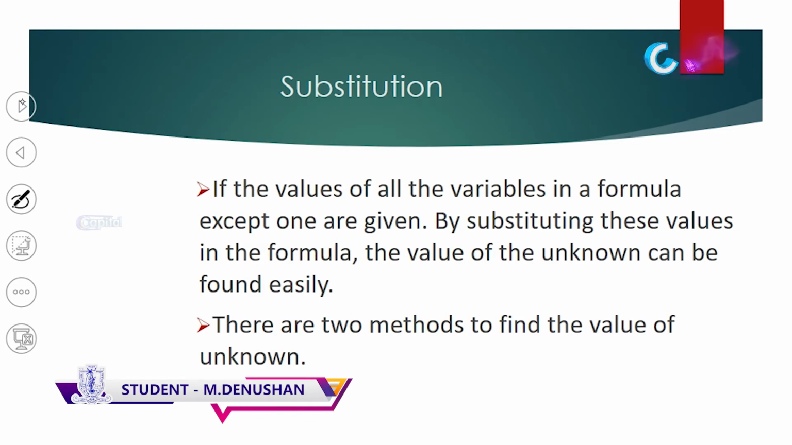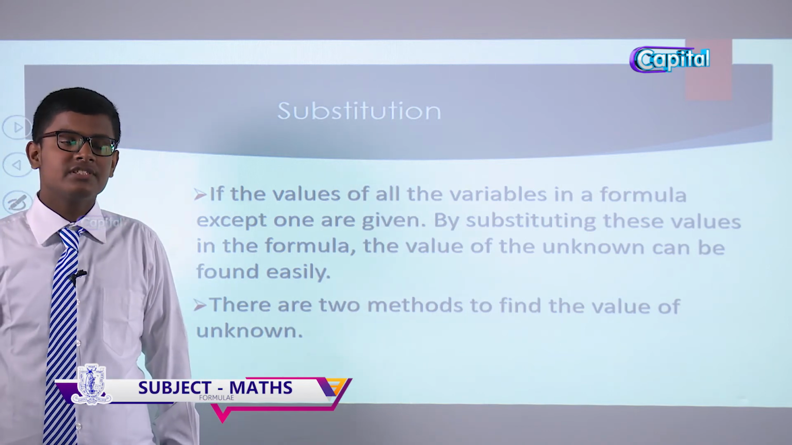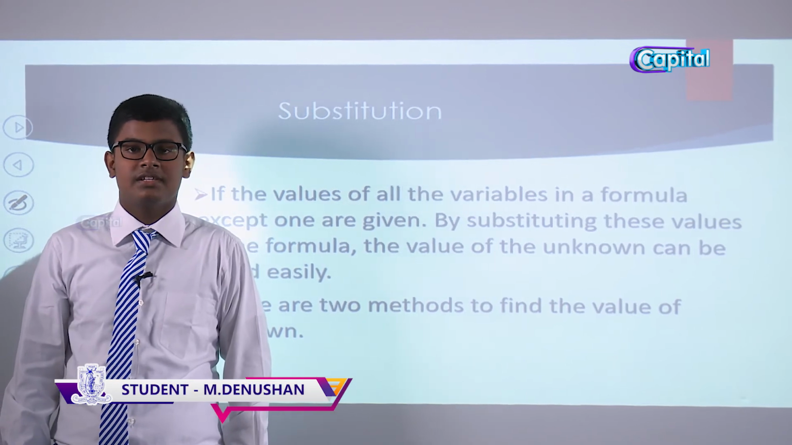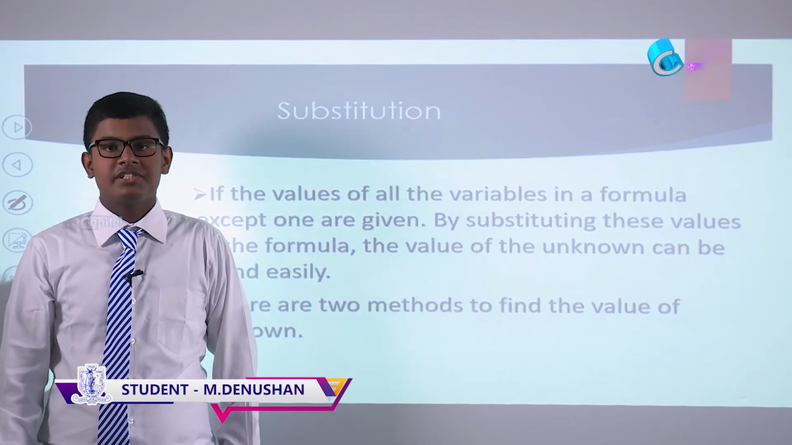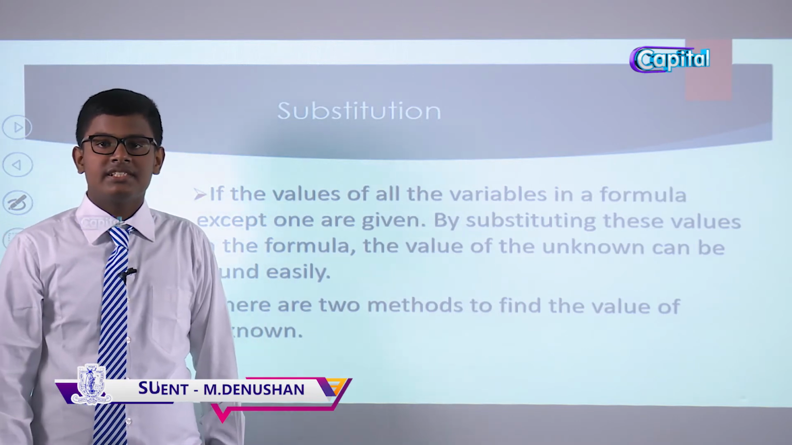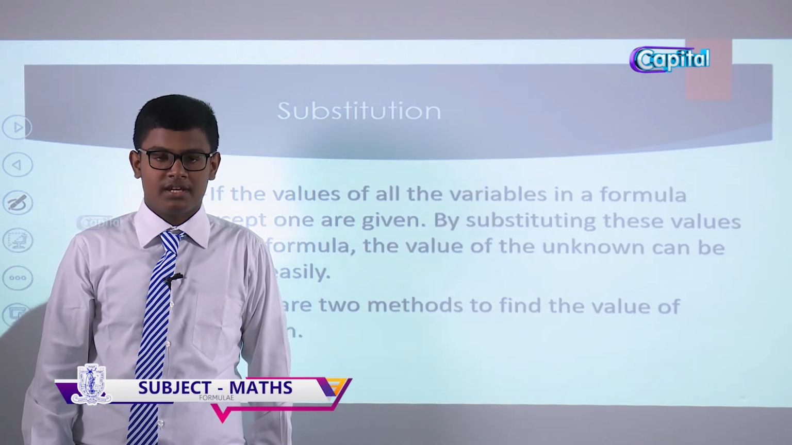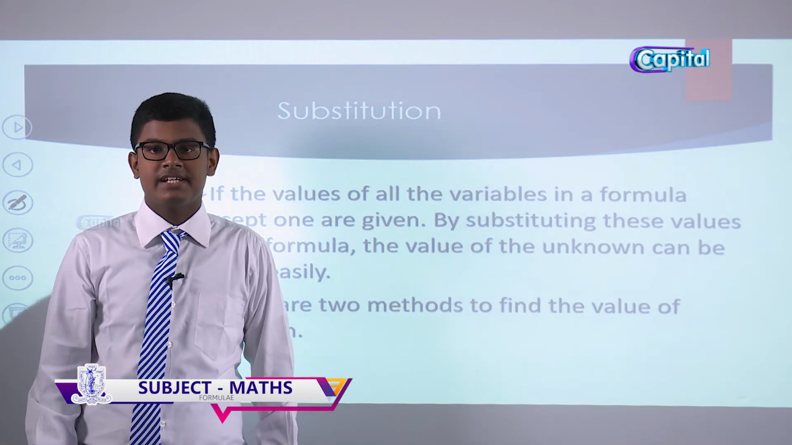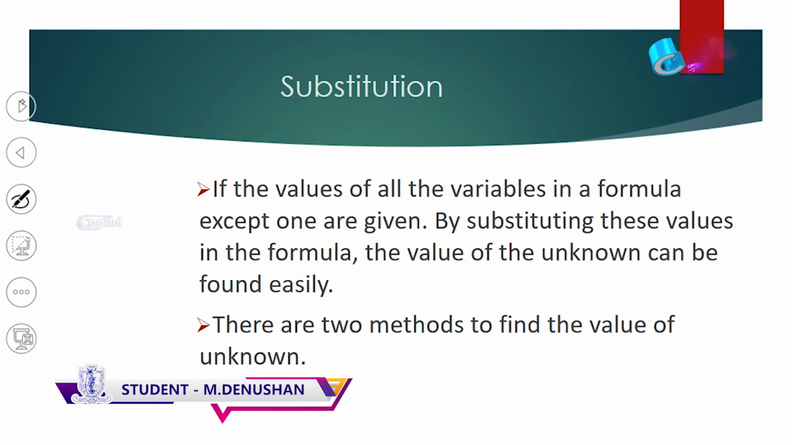Substitution. Substitution is another important thing in the formula. We can find the value of an unknown by substituting the given values in the formula. There are two methods of substitution. Method one is substituting the given values directly, and the other method is changing the unknown as the subject, and then substituting and finding the value of that. Now let's look into the examples.